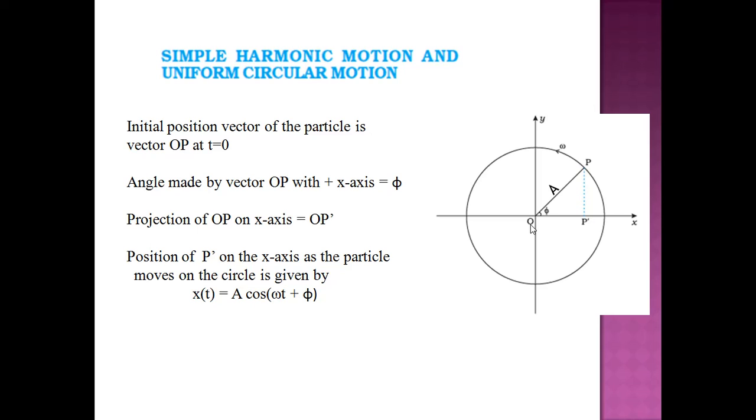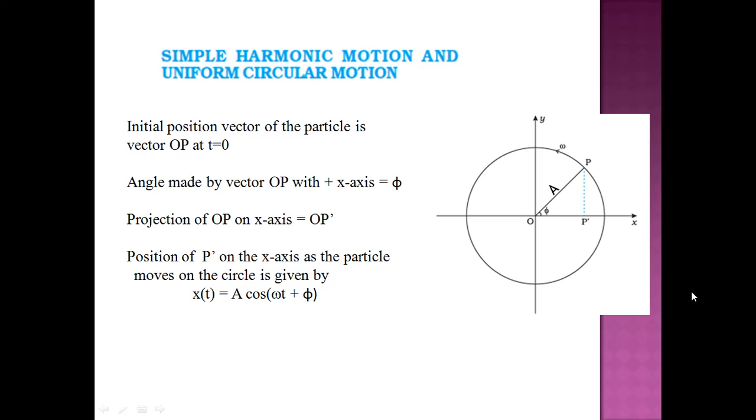The initial angle is phi, but after a time t seconds, the angle made will be omega t plus phi. So the displacement of the particle, or the position vector OP dash, will be represented by the equation x(t) = a cos(omega t + phi). Here a is the radius of the circle, omega t is the angle covered in a time t seconds, and phi is the initial angle the particle already makes with the x-axis.